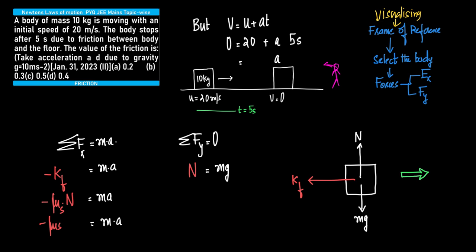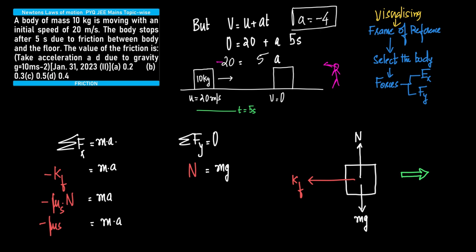Now, by the velocity-time relationship, we have v is equal to u plus at. Final velocity is 0, initial velocity is 20. a is not given, time is given to us as 5 seconds. Therefore, 0 equals 20 plus 5a, so 5a is equal to minus 20, and therefore what is the value of a? a would therefore be equal to minus 4, right?